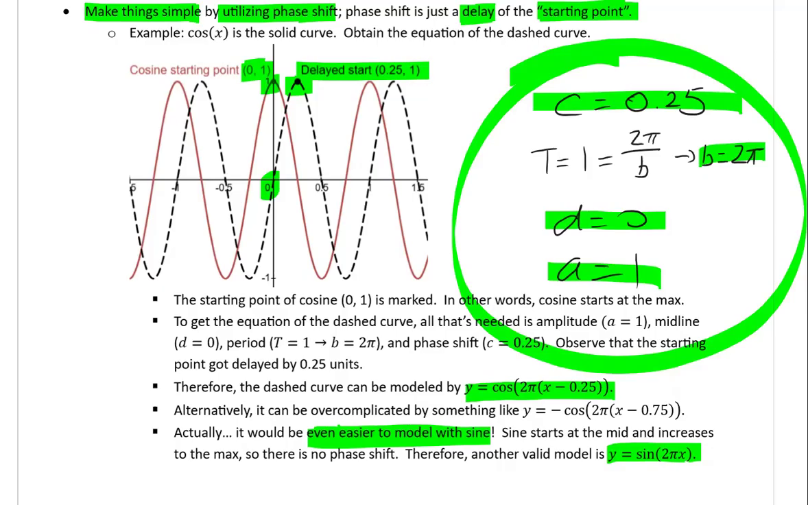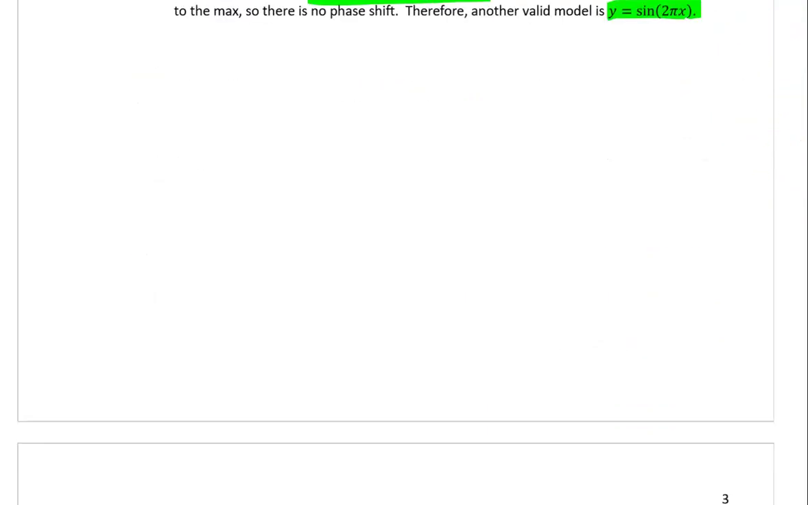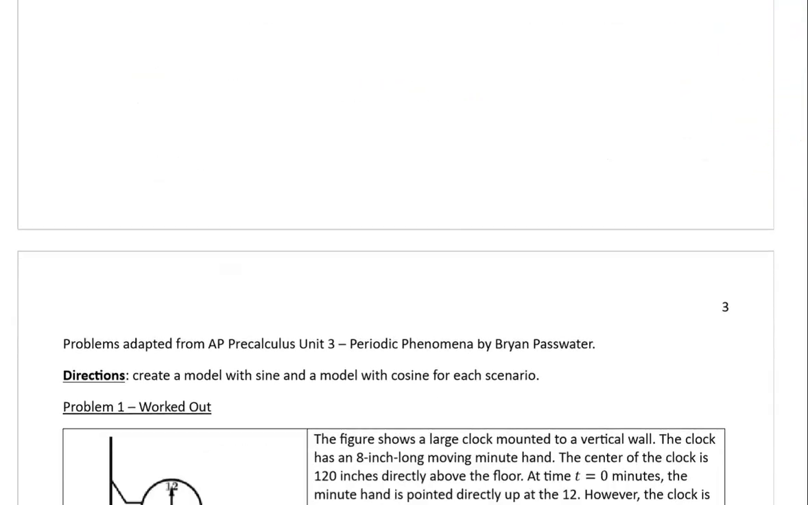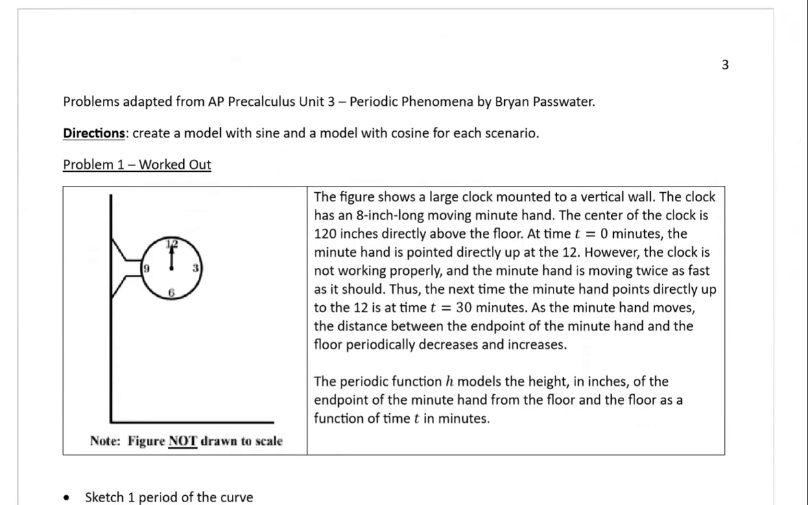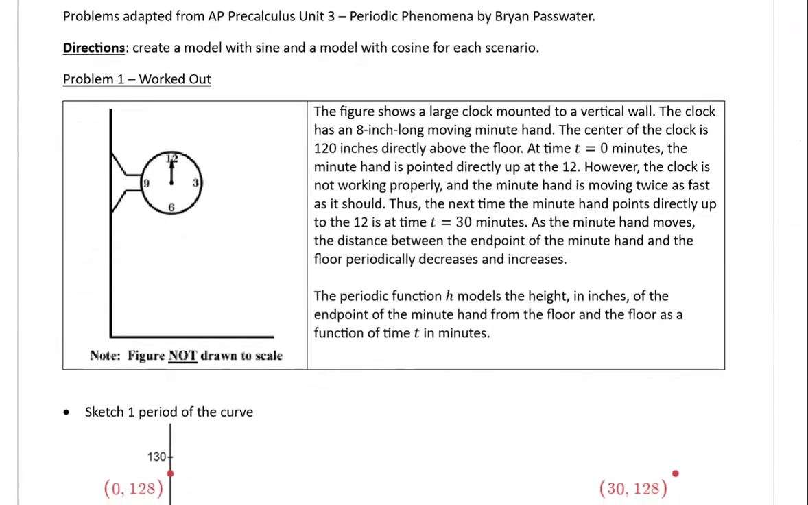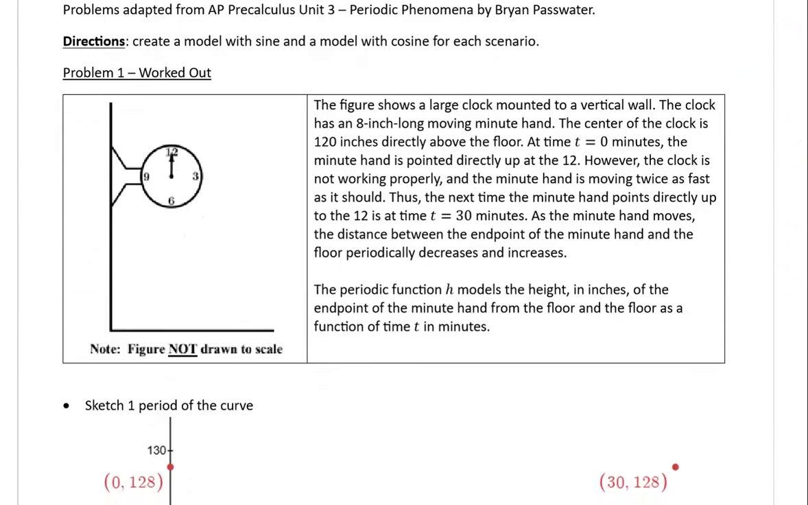Okay, so now let's go through one example. These are just taken honestly from this AP pre-calculus packet by this teacher. Okay, periodic phenomena, unit 3. Actually, I need my highlighters still. Okay, so we have this weird figure over here, this clock.